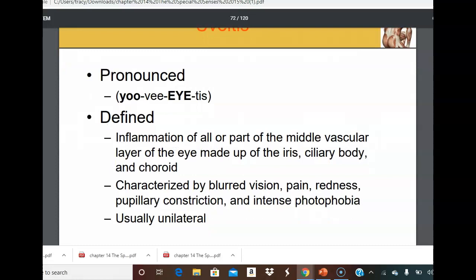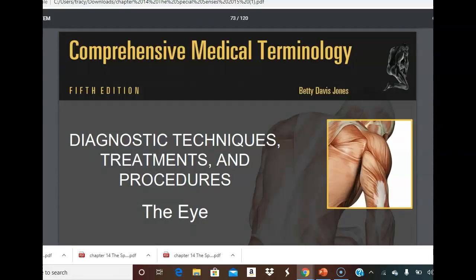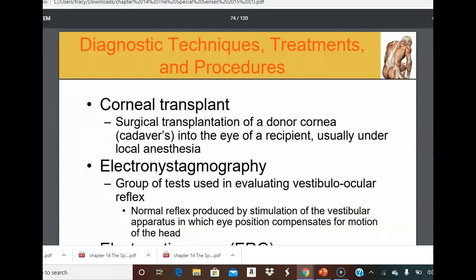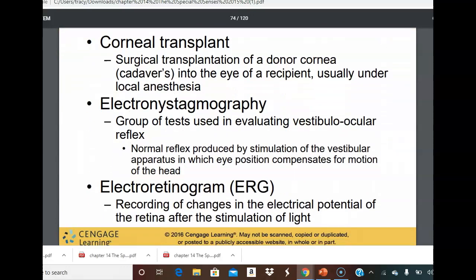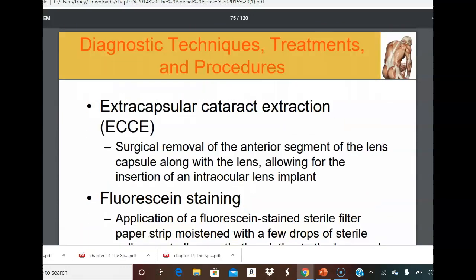I don't really know if we really need to go through this. I'm going to skip over uveitis. Okay. All right, so I'm only going to cover a couple of things in this particular section, the ones that are a little bit more relevant. There's some different things you can read through here. There's stuff in the book that talks about this.